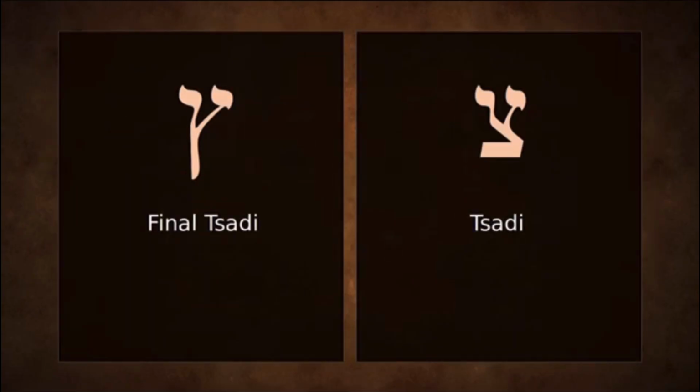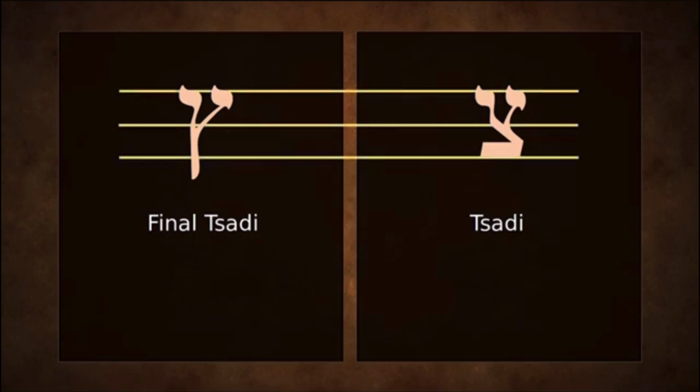The tsadi has a final form. This is the last letter that has a final form. So there are 5 total: the kaf, mem, nun, pe, and tsadi. Again, these final forms are only used at the end of a word. The final tsadi, like many of the other final letters, is written long at the bottom.